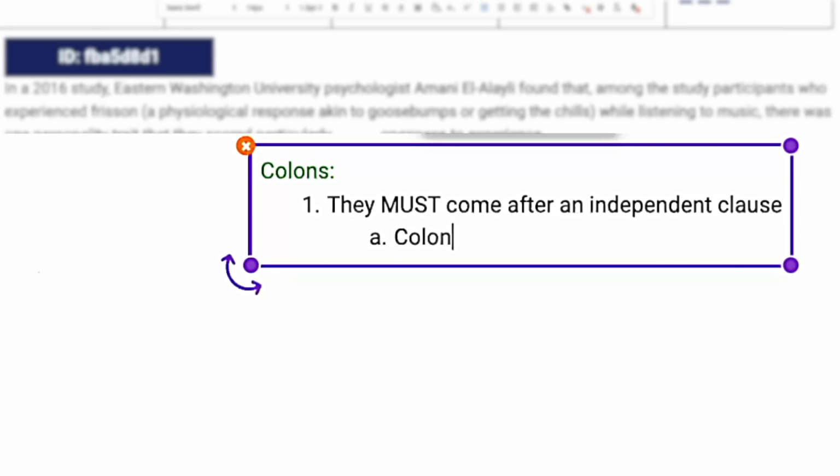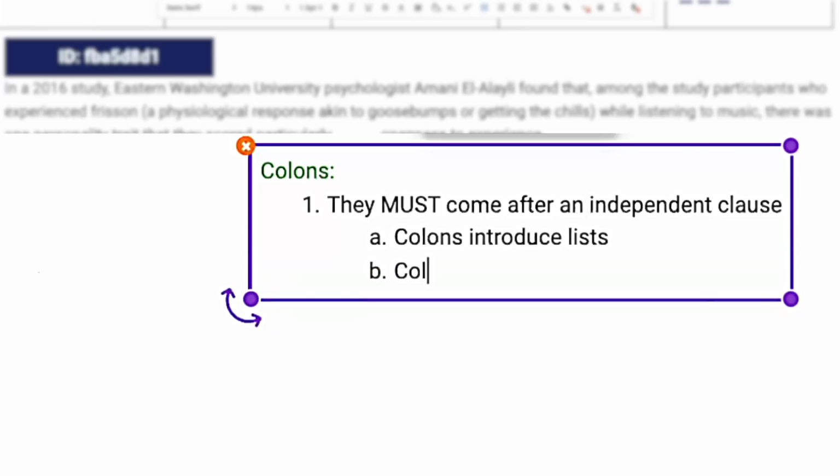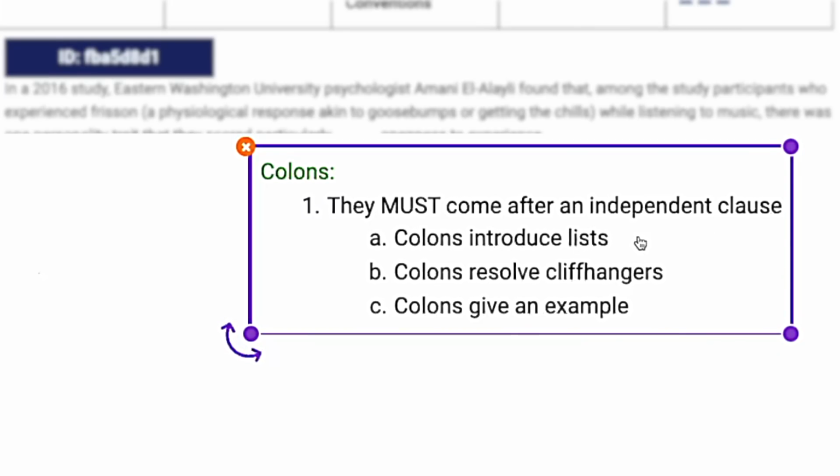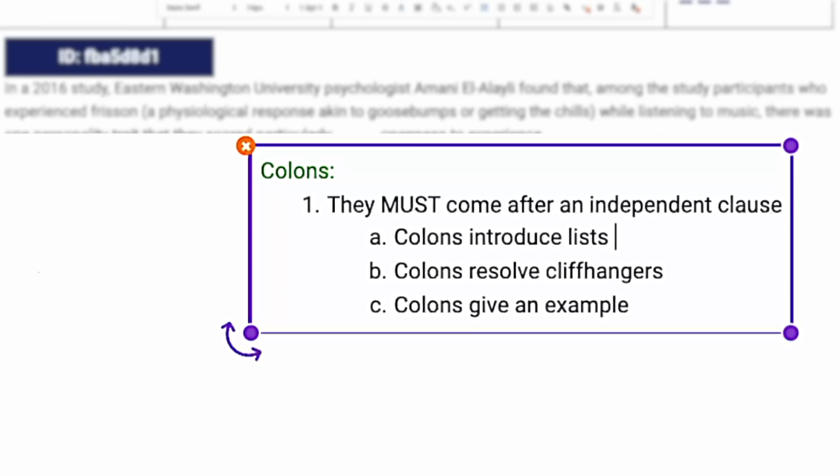So colons introduce lists. That's probably the most common. Colons resolve cliffhangers. Colons give an example. And these are the 3 most common things that you're going to see colons doing on the SAT. I'm not saying this is all that colons do, and even that first rule isn't necessarily true outside of the SAT, but within the SAT, this is what you need to remember. Let me give you an example of each, and then we'll go ahead and use this to solve this question.